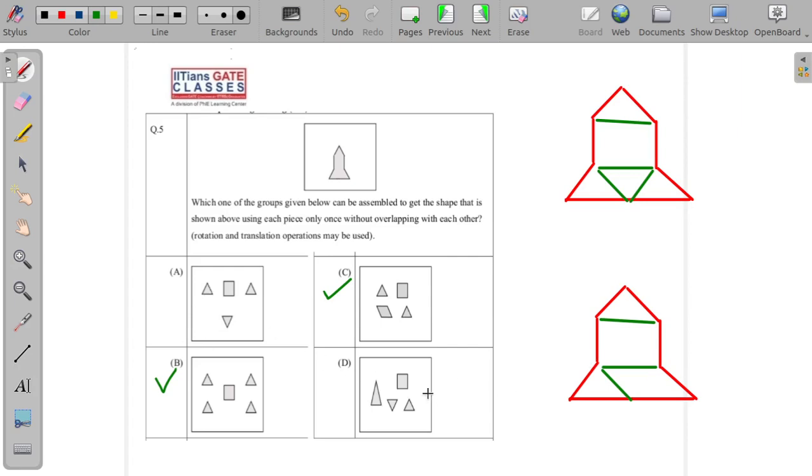Options A and D. In D we have this big triangle. It won't be matching here. And also in A, we have one less piece compared to B. So this also won't happen. These two are pretty much the same, option A and D, with just this triangle being a little more pointy. So this is also not right. So options B and C are the correct ones.